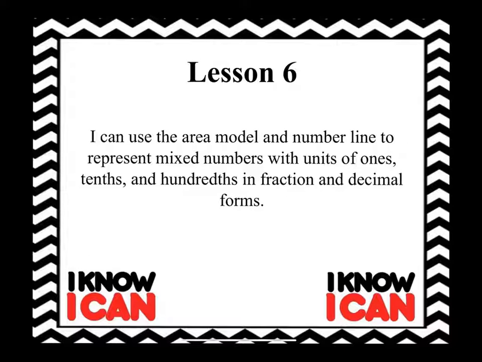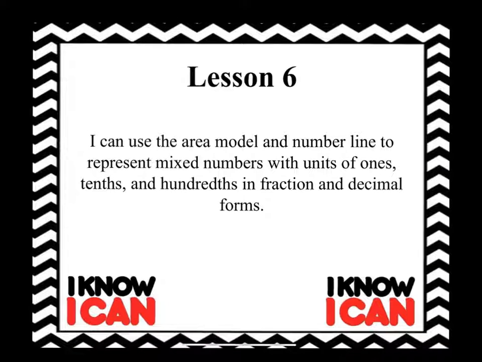I can use the area model and number line to represent mixed numbers with units of ones, tenths, hundredths, in fraction and decimal forms. So just like we did when we were using fractions, we talked about mixed numbers, we saw something like this. 2 and 3/10. That would be a mixed number. And how does that look as a decimal?